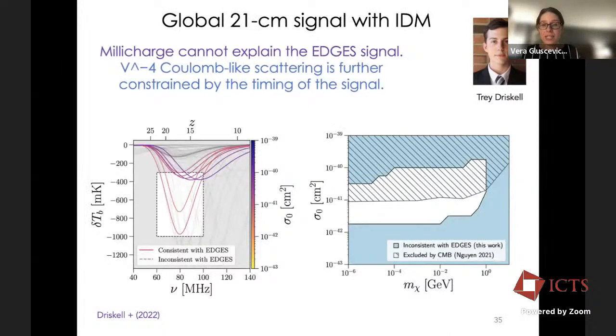But the bottom line is that you cannot produce something like the EDGES signal under a milli-charged model at all. So this is a statement regardless of where the other bounds lie. But also if you want to constrain a Coulomb-like scattering where you scatter with neutral particles, you get very tight constraints on what part of the parameter space is available.